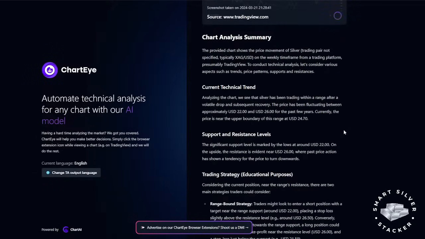So, the current technical trend, according to this AI. And by the way, we're going to do gold too, so stick around because I think both charts can give us some insight. And this tool is really neat. I think it could be a useful tool for doing due diligence.